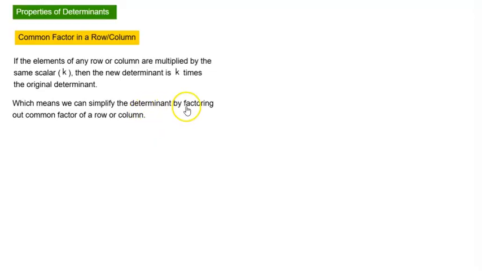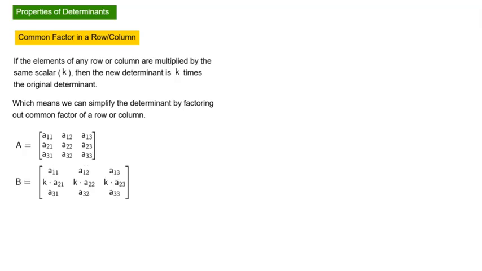Common factor in a row or column. If the elements of any row or column are multiplied by the same scalar k, then the new determinant is k times the original determinant, which means we can simplify the determinant by factoring out the common factor of a row or column. So let's see, 3 by 3 matrix A.